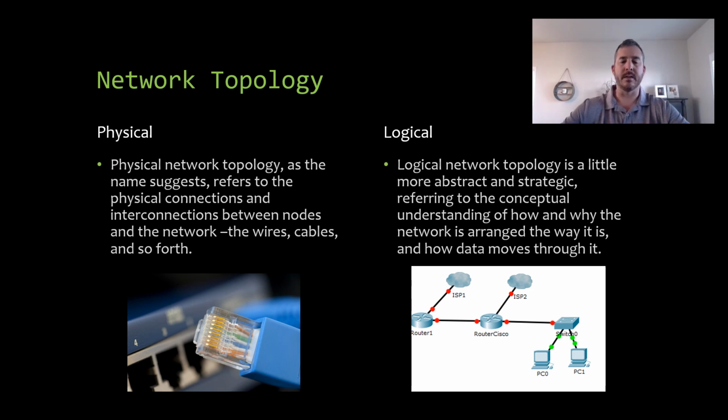There are two main ways to look at network topology. One is the physical, things that you can usually touch. The other would be the logical. The physical, as seen here in the bottom left-hand corner, is the RJ45 connector going into a port. As the name suggests, it refers to the physical connections and interconnections between nodes in the network: the wires, cables, and so forth. Logical is a little bit more abstract and strategic, referring to the conceptual understanding of how and why the network is arranged the way it is, and how data moves through it.